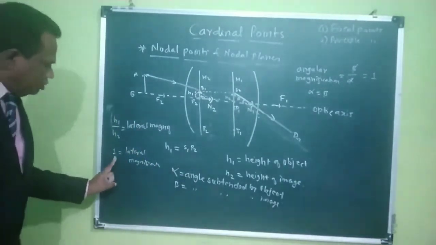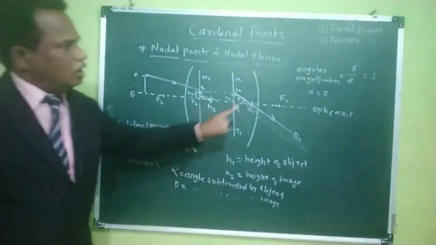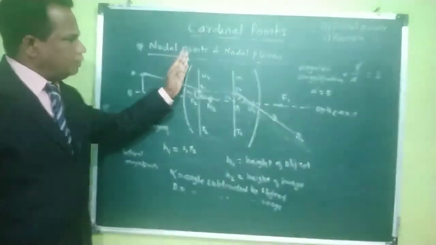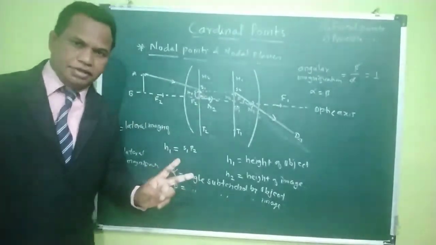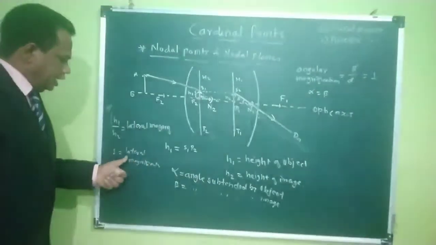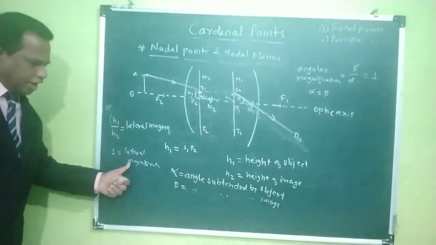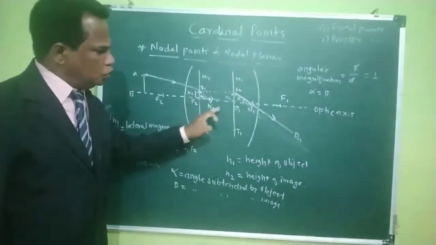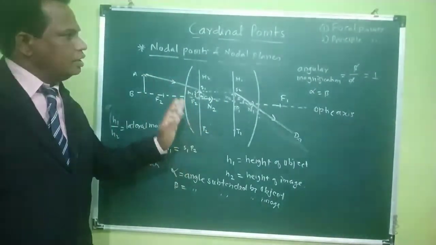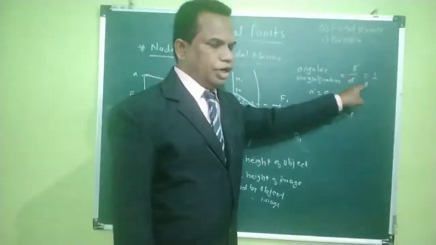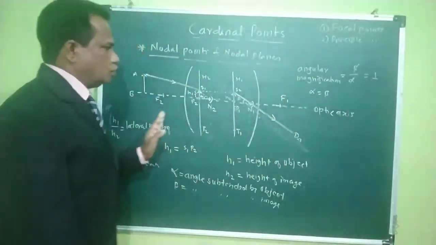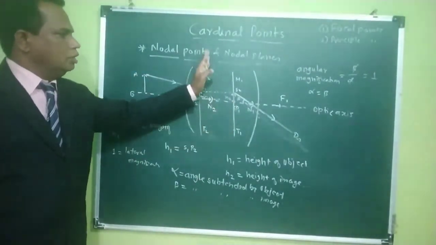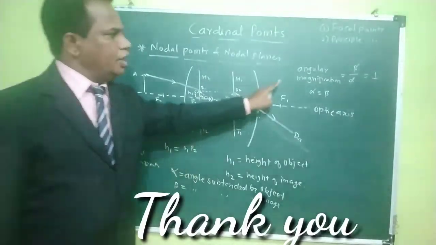So this unit lateral magnification is for principal planes. What are the properties of principal planes? Principal planes are the conjugate planes where you get unit lateral magnification. Whereas N1 and N2 are the two nodal points having unit angular magnification. Okay, can you understand this? So what we have seen is that the two nodal points and two nodal planes have the property of unit angular magnification.